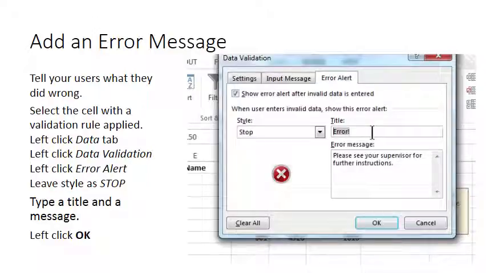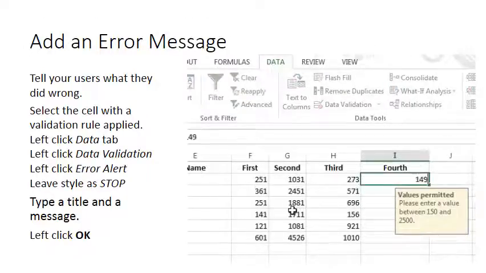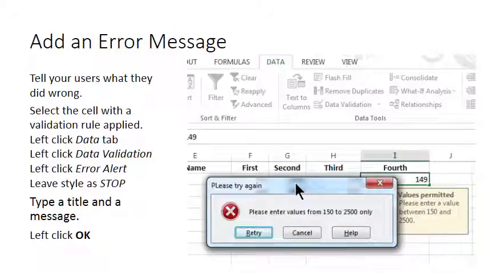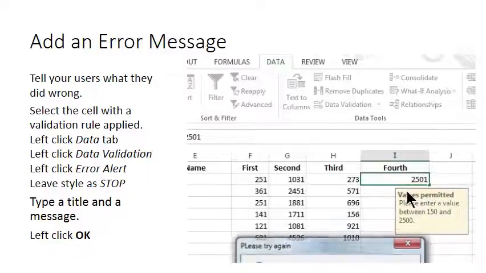So I'm going to replace the title with "Please try again", and I'll write in here, "Please enter values from 150 to 2500 only." Okay, let's correct that. From, and press OK, and that rule is now edited, so we can have 149. No, we can't. Retry.